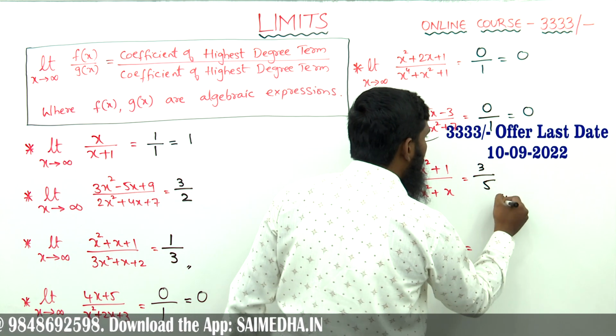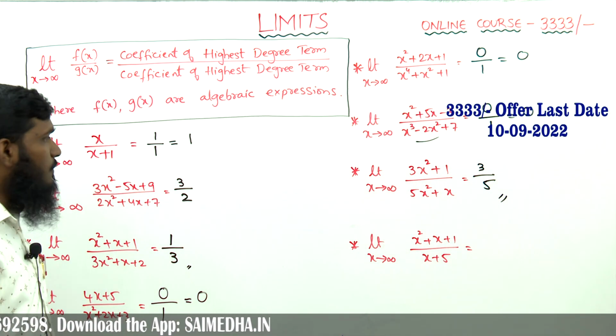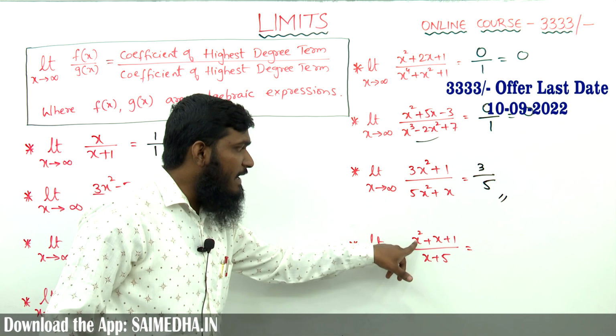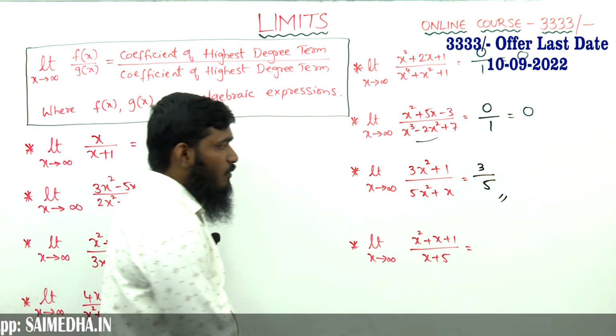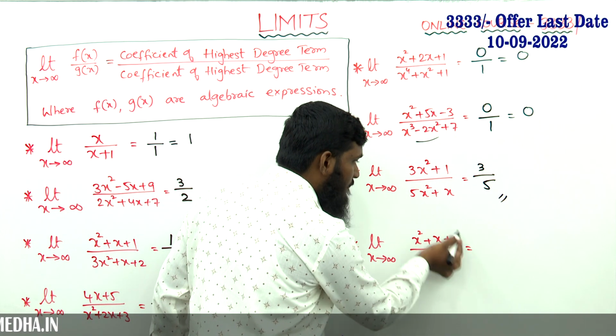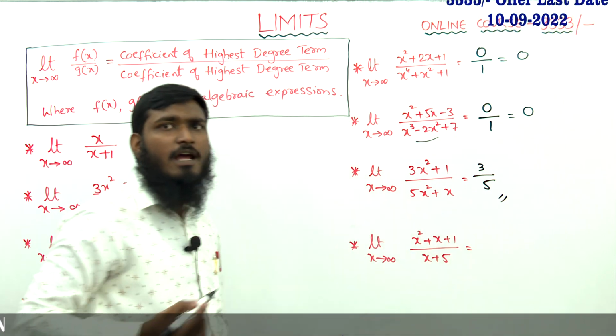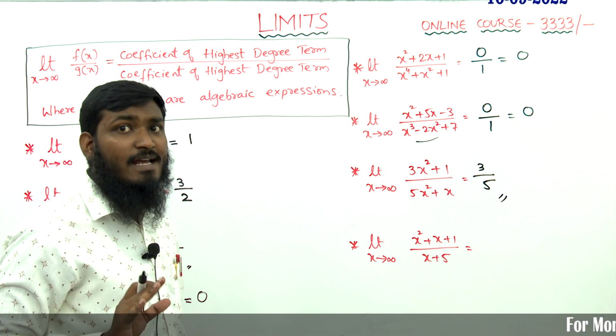5.3 by 5. Okay, like this. Now next part, limit x tends to infinity, x square plus x plus 1 divided by x plus 5 is given. Now next part, what will happen? Suppose if you are taking this part, what is the highest degree term we are having? X square. Okay, we are having it as x square.